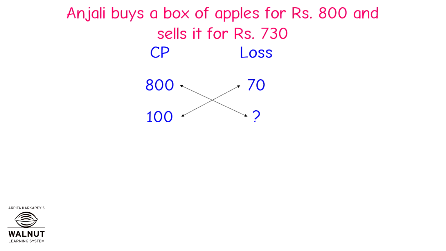Now the pair with no question mark becomes the numerator and the number in the pair with a question mark becomes the denominator. Question mark is equal to 100 into 70 divided by 800.